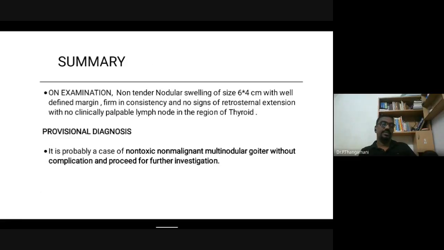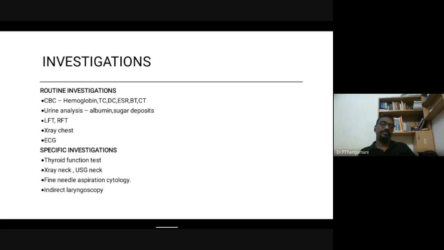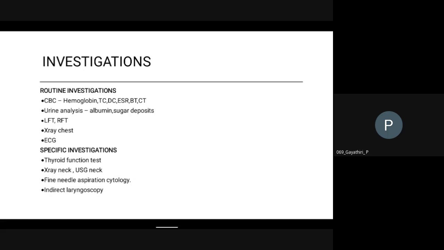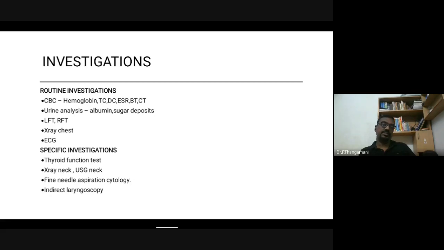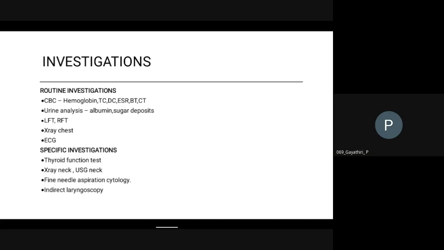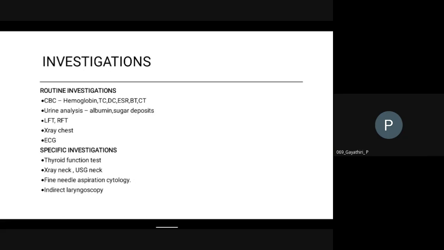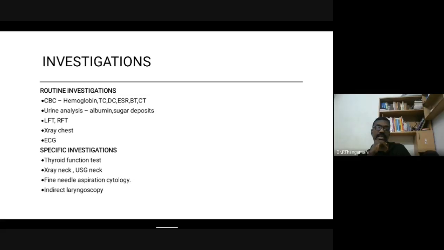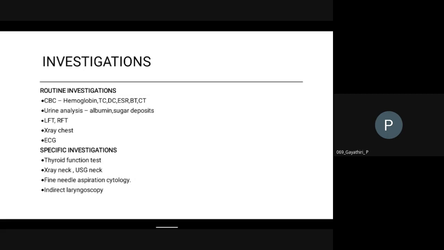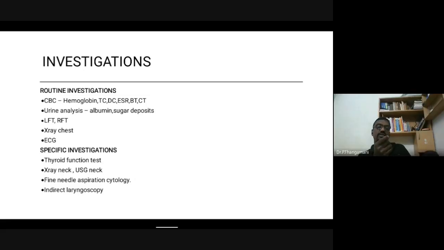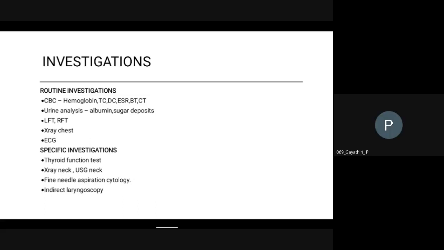What will you do for the patient? Sir, investigation. Routine investigation. Complete blood count, hemoglobin, total count, differential count. Come to specific investigation. Thyroid function test, X-ray neck, USG neck, fine needle aspiration cytology, and indirect laryngoscopy. What are the components of thyroid function test? TSH, T3 and T4. What do you expect in this case? Sir, it is euthyroid, so all three are likely to be in the normal state only.